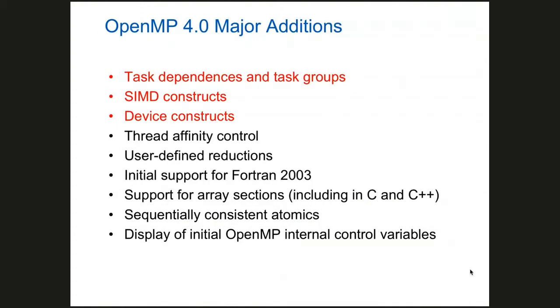here are some major additions in OpenMP 4.0. The red color listed here are the three things we'll touch on. The others, there are lots of them. We cannot cover them. So in 4.0, they added task groups and task dependencies. And for the first time it added SIMD and the device constructs. There are lots more. You can check it out on openmp.org.